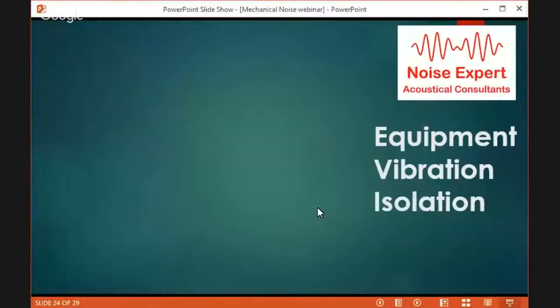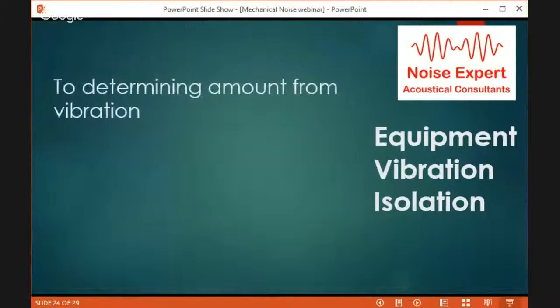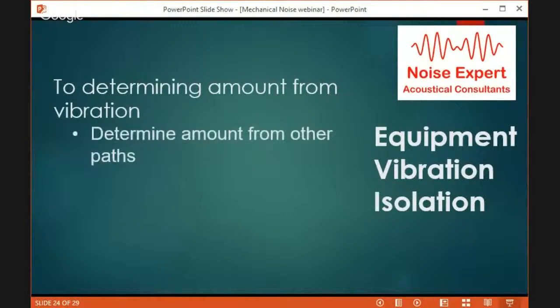Equipment vibration isolation. So to determine the amount of vibration, you can't really just feel. If you're up on the roof or in the equipment room and you feel the walls or the floor, it's hard to really determine how much of that is from airborne low frequency noise that is hitting the surface and causing it to vibrate, and how much is actual structure-borne equipment vibration.